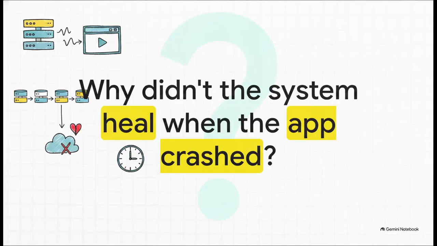But then we get to test 2, and we have a bit of a mini mystery on our hands. We log into a server, but instead of killing the hardware, we just stop the Apache HTTP service. So the server is physically powered on, but the web app is totally dead. We wait, and we wait, but the auto-scaling group does absolutely nothing. So why didn't the system heal?